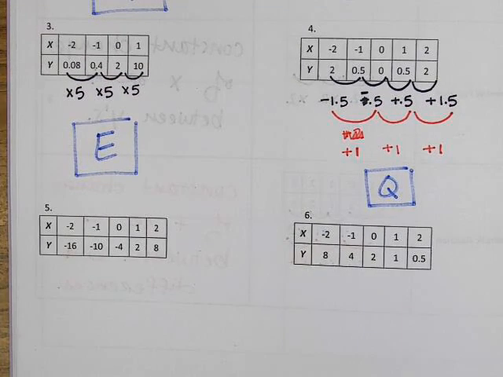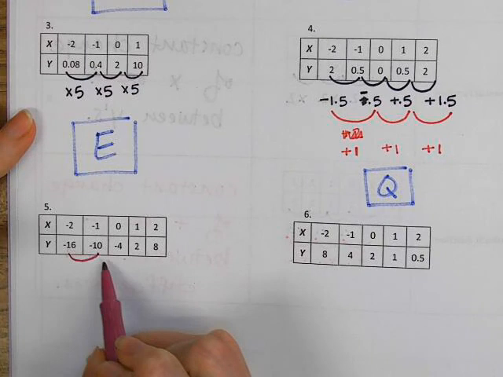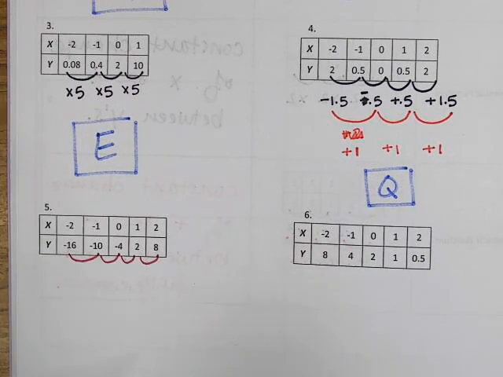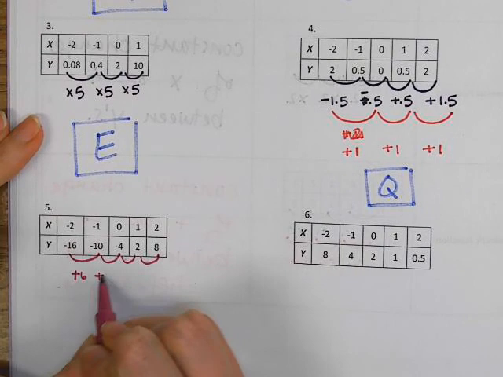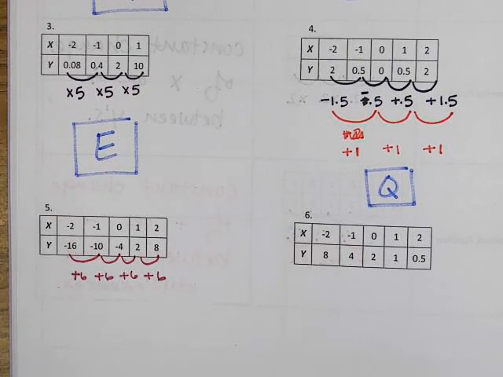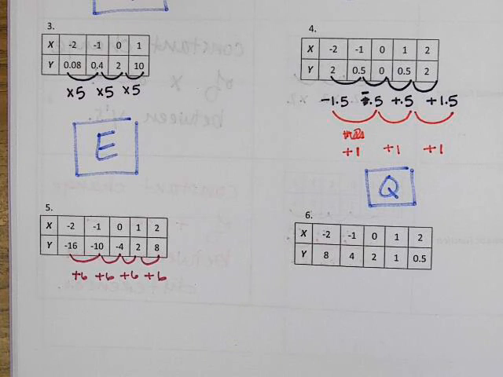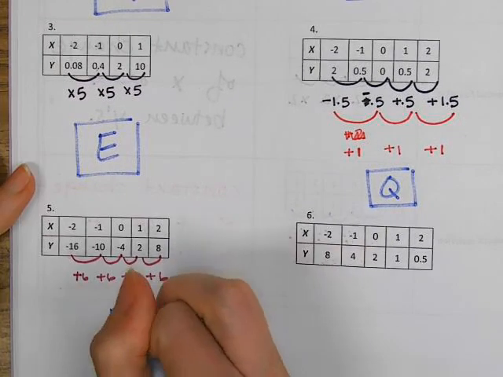Number 5, I think, is pretty obvious. What are we doing from y to y? I think it's constant already. Adding 6, adding 6, adding 6, adding 6. So when it's constant from the start, addition or subtraction, it's linear.